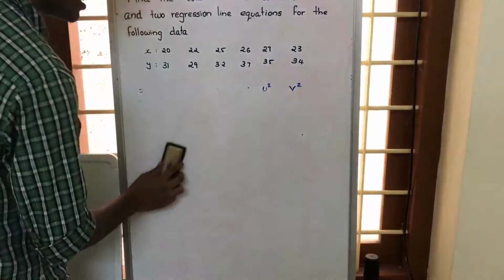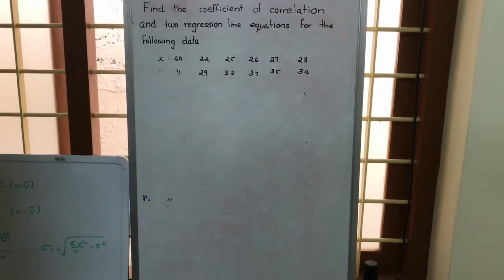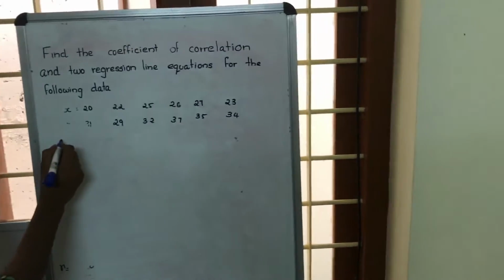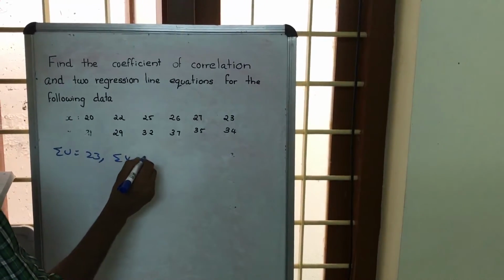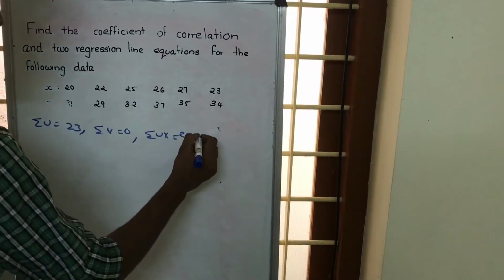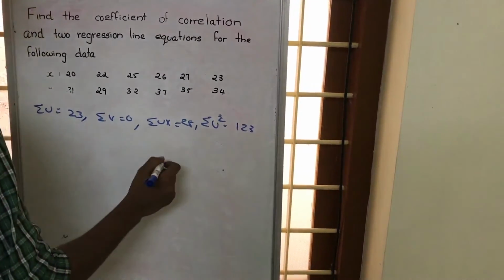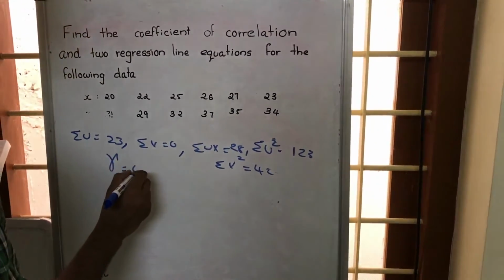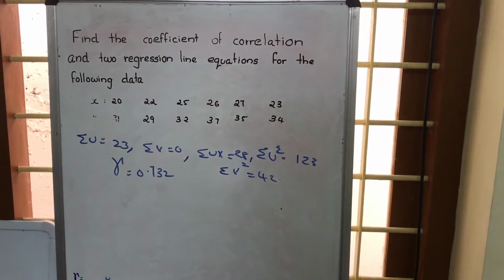For finding the regression lines, we will write down the terms we have obtained. Sigma u, we have found it as 23. Sigma v is equal to 0. Sigma uv is equal to 28. Sigma u square we have already found, and we have drawn the table earlier, as 123. And sigma v square is equal to 42. And the coefficient of correlation is found as 0.732. So we have all these things, and now we are going to the regression line equation.